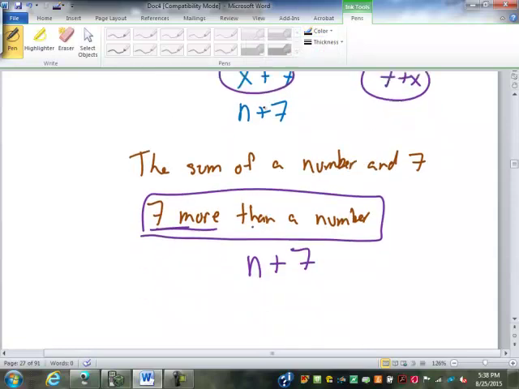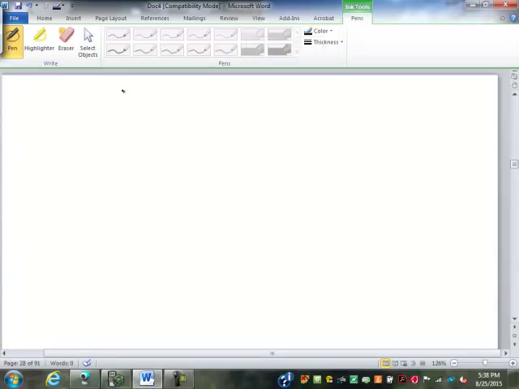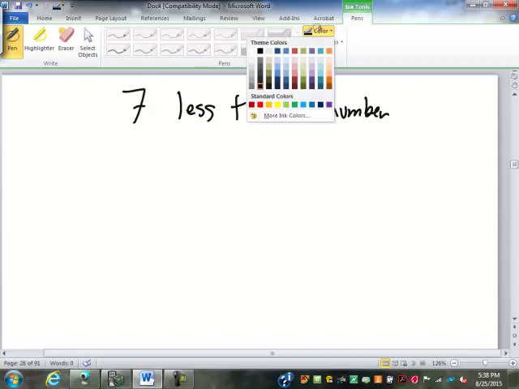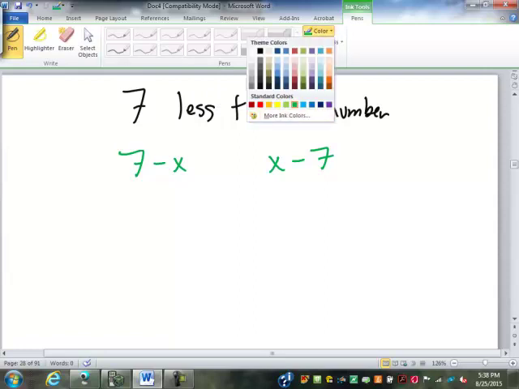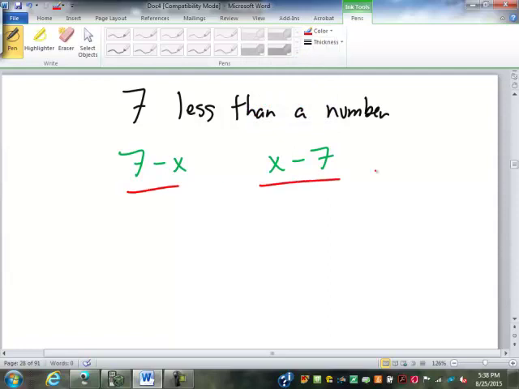The only reason I bring that up is when we get to 7 less than a number, is that 7 minus x or x minus 7? In this case, it does make a difference. When we're subtracting, you cannot change the order of the numbers. It will affect the answer. So which one of these is correct for that? X minus 7. It is 7 less than a number, which implies that 7 is being taken away or 7 is being subtracted from another number.